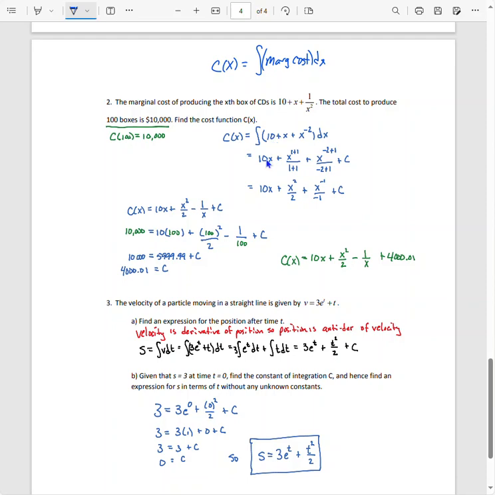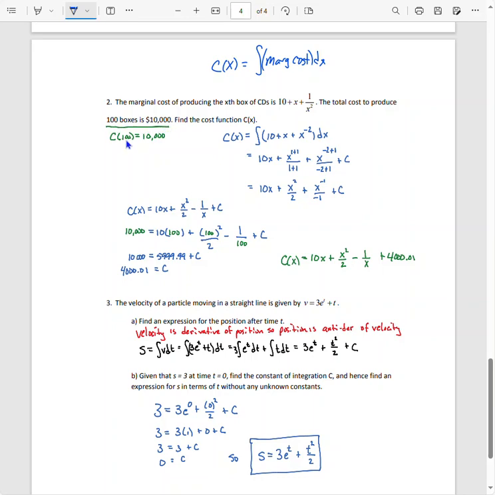The antiderivative of 10 is 10x. This is x to the first power, so the antiderivative of x is x to the 2 over 2, so x squared over 2. And the antiderivative of x to the negative 2 is x to the negative 2 plus 1 over that same value for the denominator, plus c. Simplify everything. 10x is good, x squared over 2, x to the negative 1 over negative 1 plus c. Cool. Second sentence. The total cost to produce 100 boxes is $10,000.